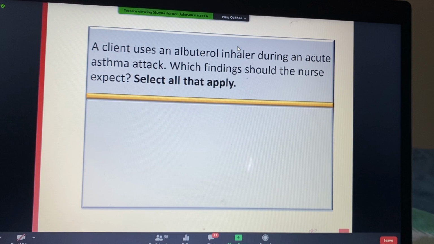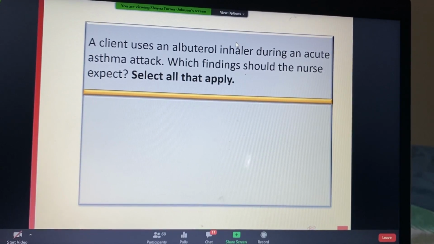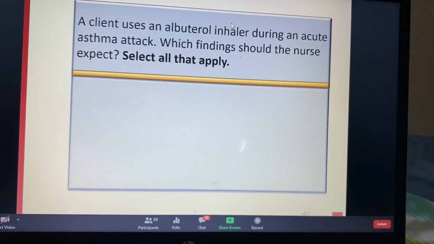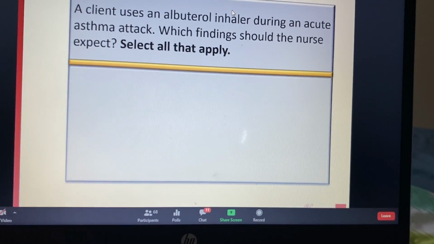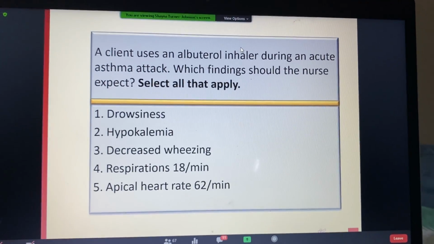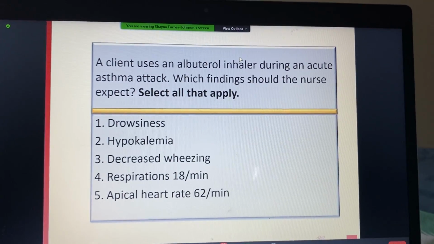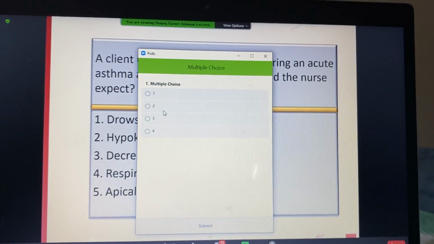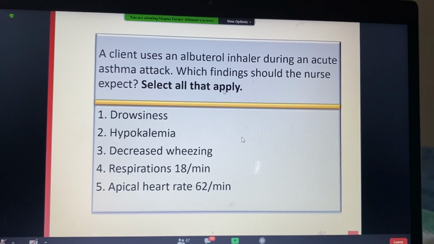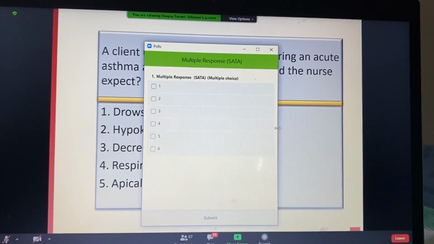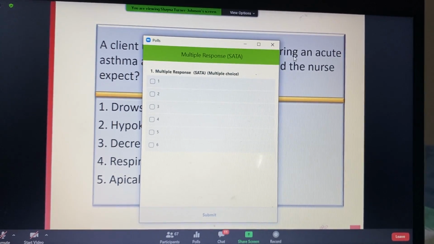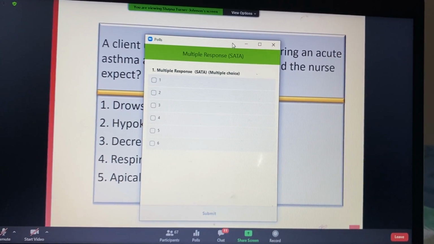So this isn't talking about adverse effects necessarily. This isn't talking about contraindications, right? This is talking about which findings should the nurse expect. And it's a select all that apply. So use your true false strategy as you work through it.